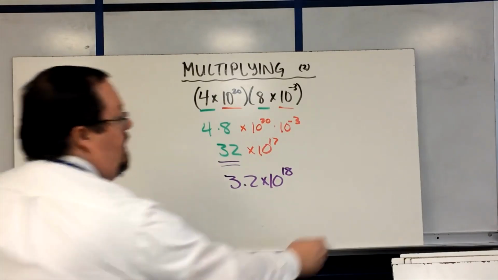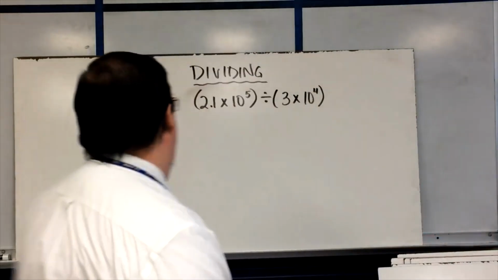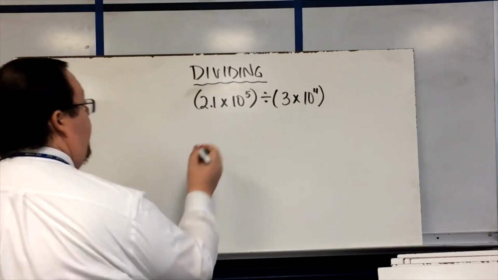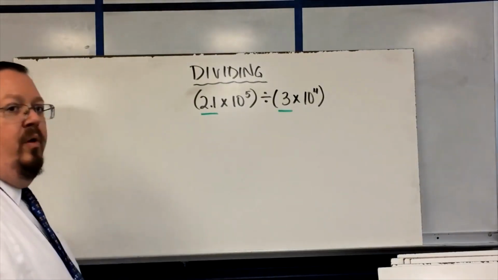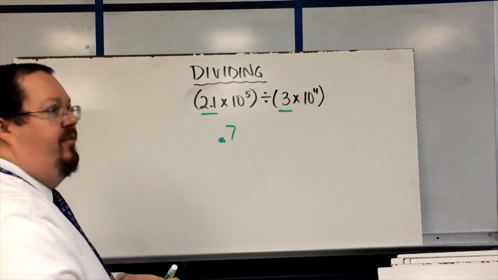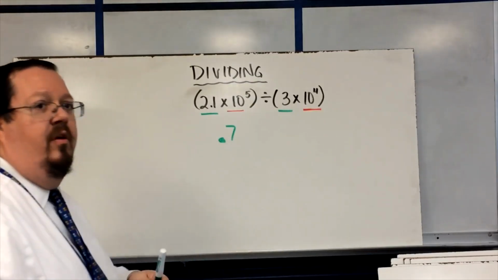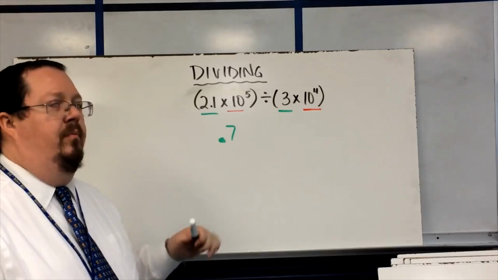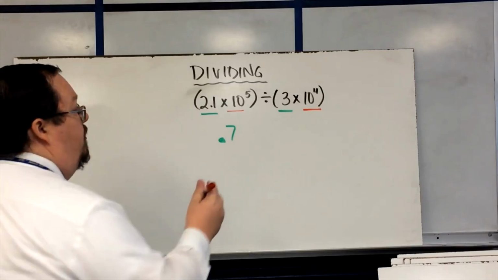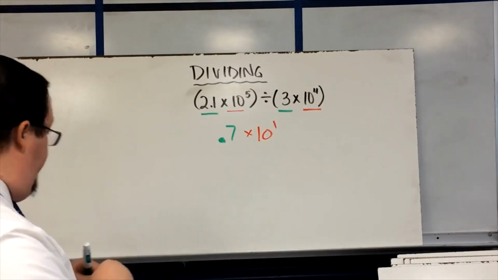Turns out dividing's not any tougher. But we'll do an example anyway. 2.1 divided by 3, that's like 21 divided by 3, is 0.7. 10 to the 5th divided by 10 to the 4th: when we were multiplying, we added the exponents. When we're dividing, we subtract. 5 minus 4 leaves 1 left over.